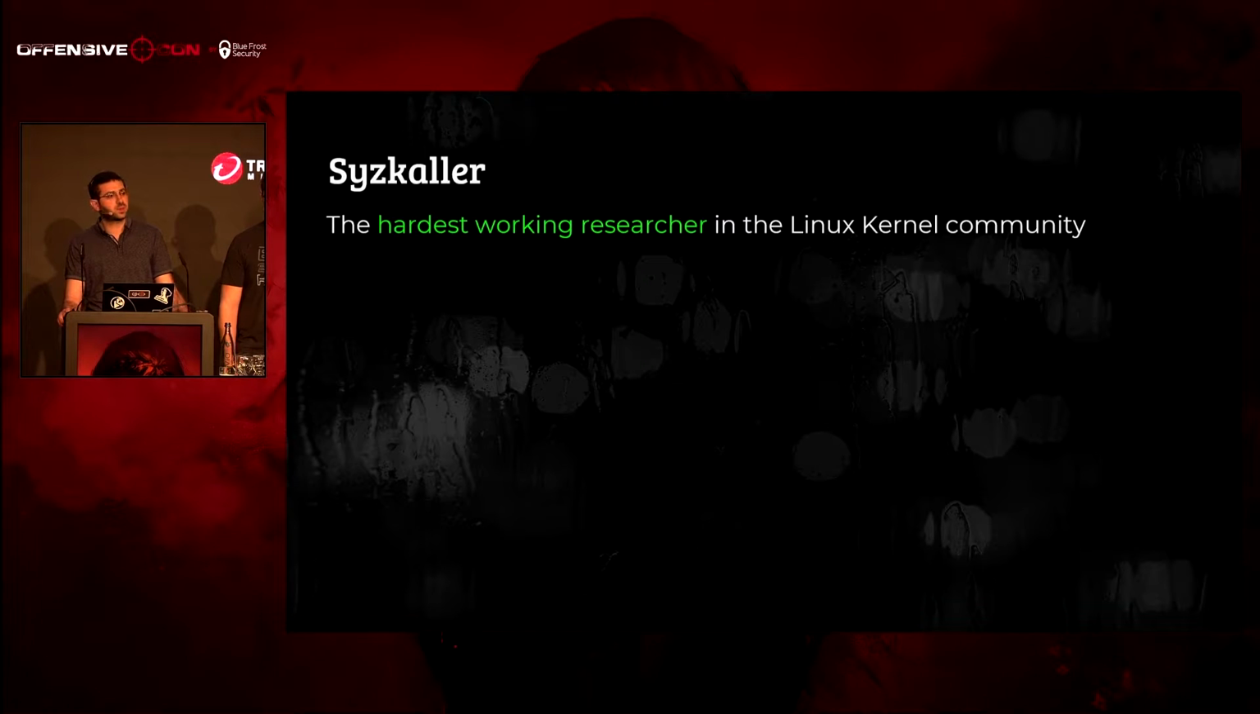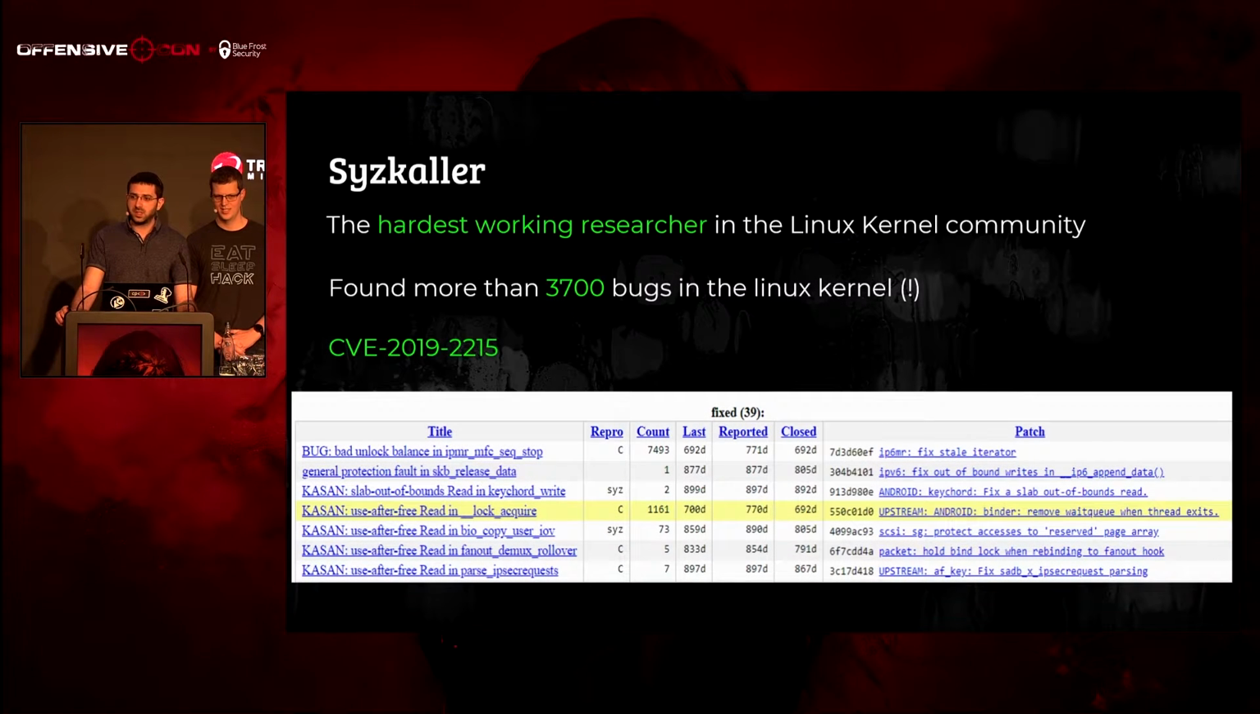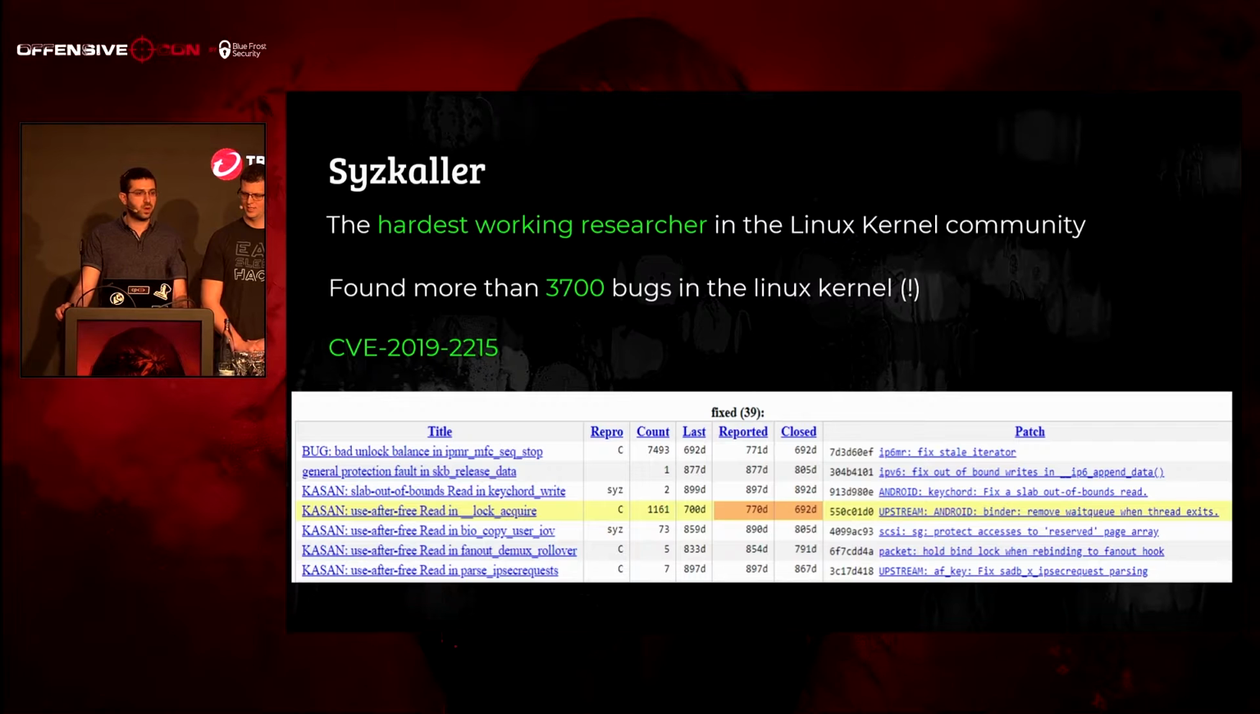Syscaller is also known in some circles as the hardest working researcher in the Linux kernel community. To date, it has found around 3,700 bugs in the Linux kernel. One example is CVE 2019-2215, which Mehdi presented earlier, a use-after-free in binder which was found being exploited in the wild. As you can see in the screenshot from Syzbot, Syscaller's online dashboard, it was found 2 years prior by Syscaller.